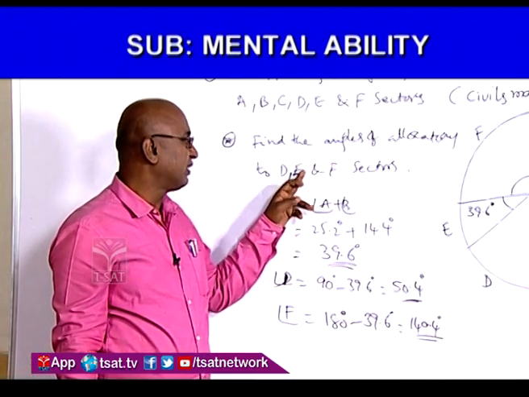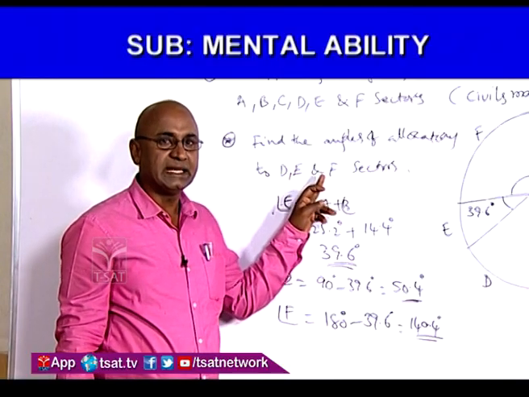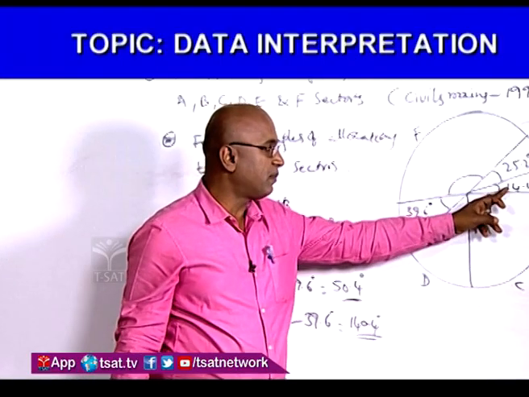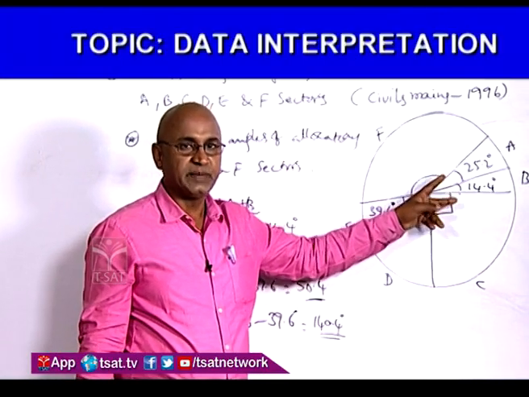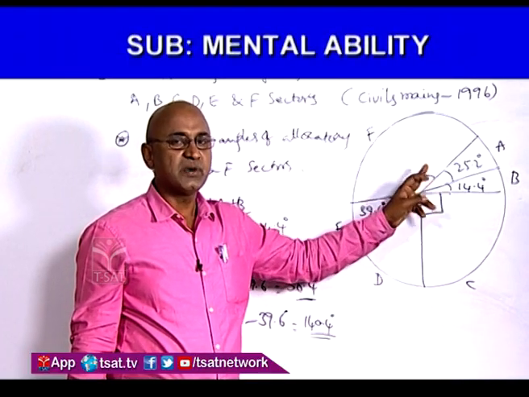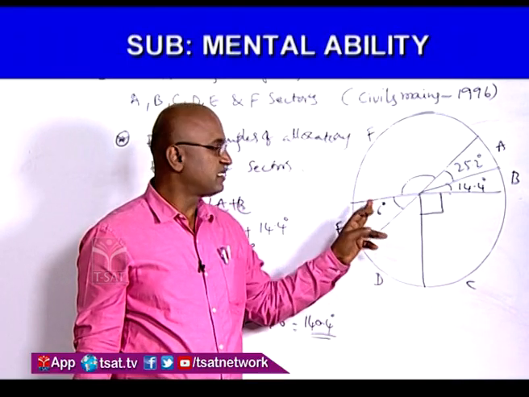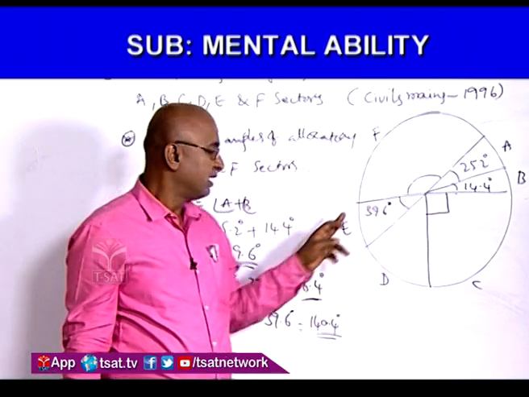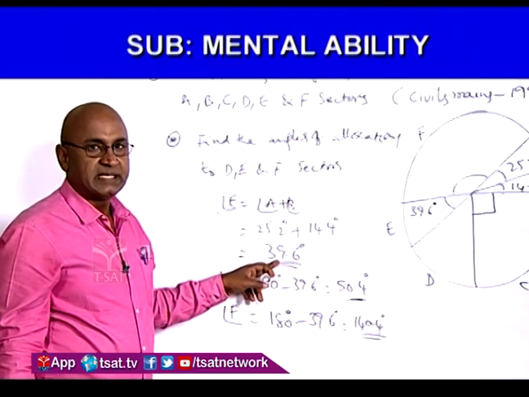So what is the problem here? Find the angles of allocations to D, E and F sectors. Angle E is equal to angle A plus angle B. Why? The reason behind this is when two lines bisect each other, the opposite angles are the same. That is why angle E is equal to angle A plus angle B. That is equal to 39.6 degrees.